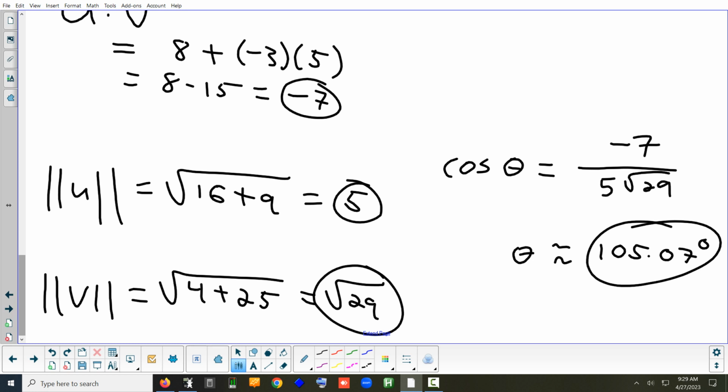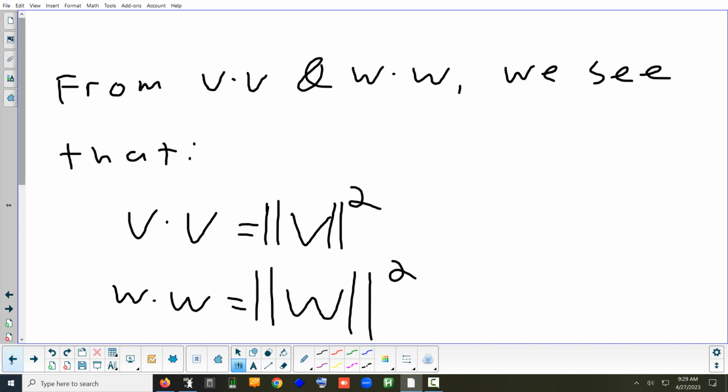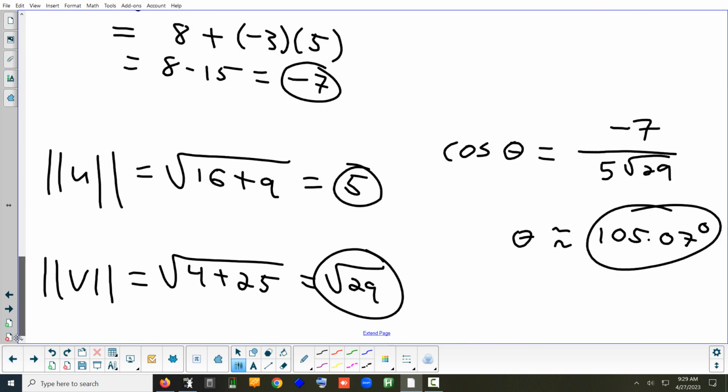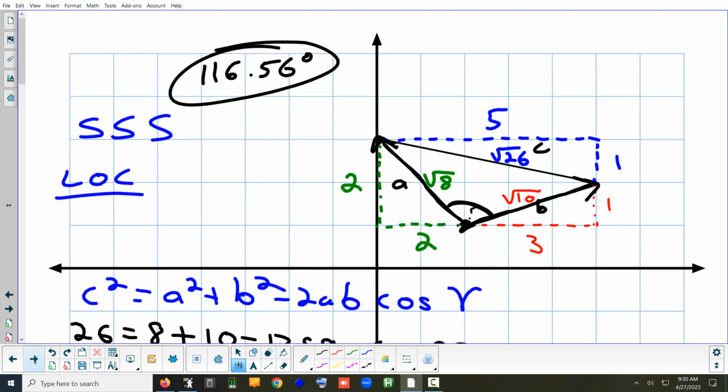Questions on it? Now the last two problems we did, there's nothing special about this angle. 105.07 and 116.56, those are just random numbers. But there is a special case that can happen. Anybody think of an angle that two vectors could meet at that wouldn't be random? The angle would be something special if this happened. Yep, 90. That's a special one.